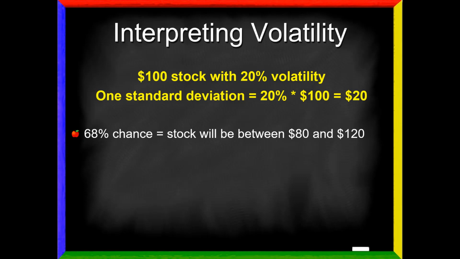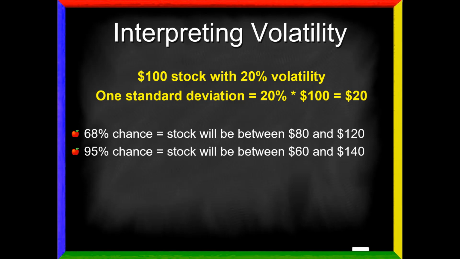So I just kind of work the logic backwards and say, therefore, there's a 68% chance that this stock will be somewhere between 80 and 120. Well, if one standard deviation is $20, two standard deviations is $40. So I can take $100 plus 40 and $100 minus 40. And because that's two standard deviations, I know that there is a 95% chance that that stock will be somewhere between 60 and 140.